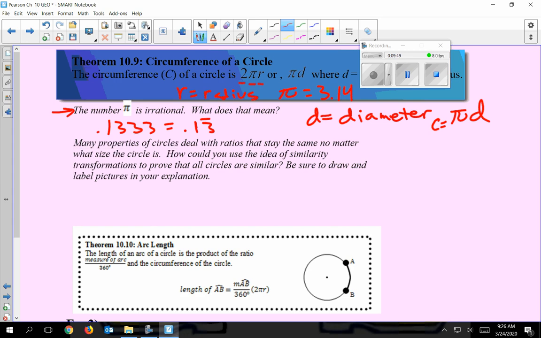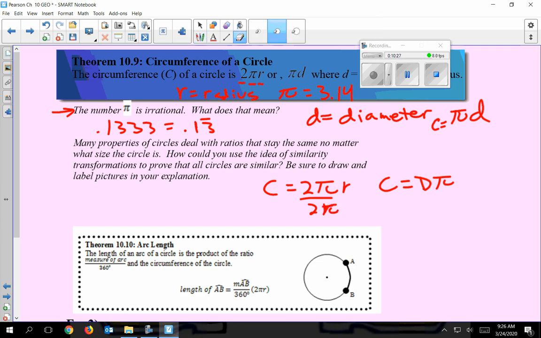Then we had this question about how you can use the identity of similarity transformations to prove that all circles are similar. One of the things that I hope I can explain is that circumference is always going to be 2 times pi times r, or I learned it as circumference equals diameter times pi. And if I get pi by itself here, divide both sides by 2r, sorry.